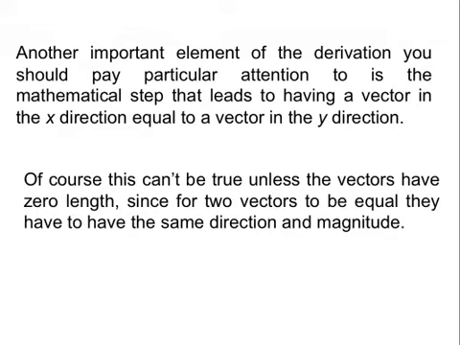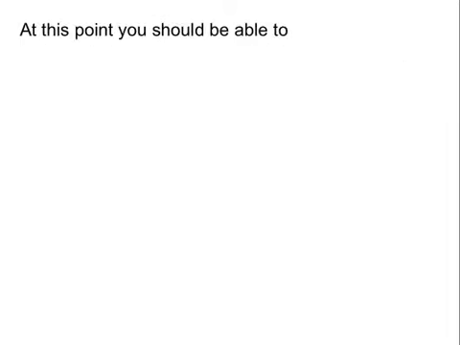Another important element of the derivation you should pay particular attention to is the mathematical step that leads to having a vector in the x direction equal to a vector in the y direction. Of course, this can't be true unless the vectors have 0 length, since for 2 vectors to be equal, they have to have the same direction and magnitude.